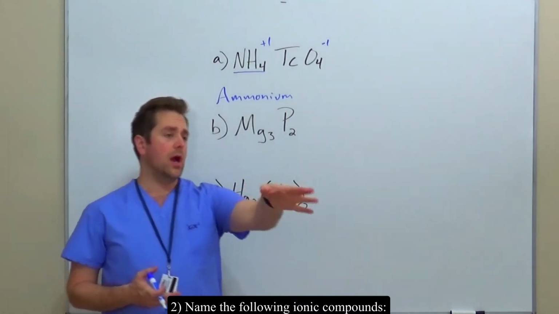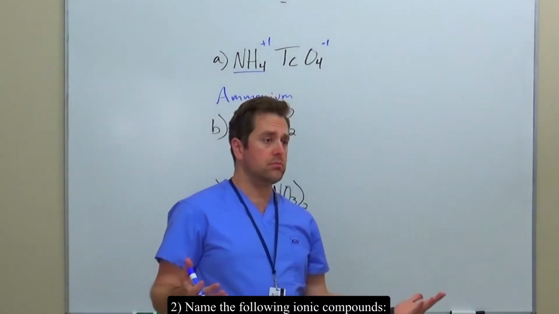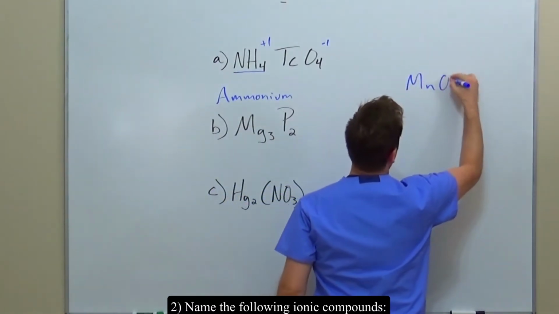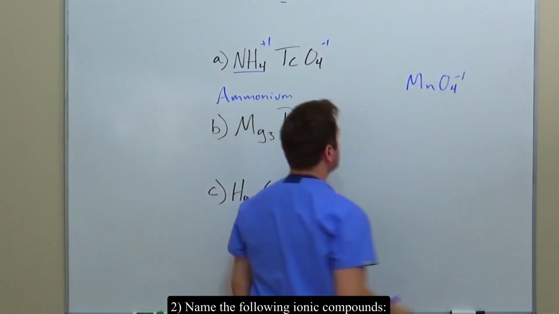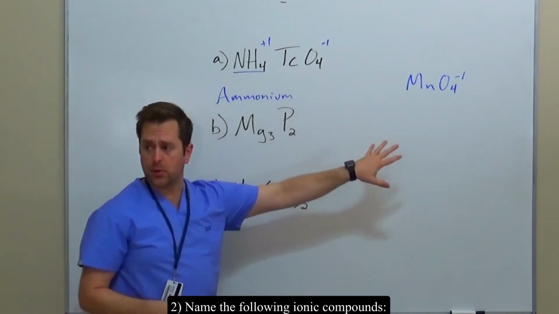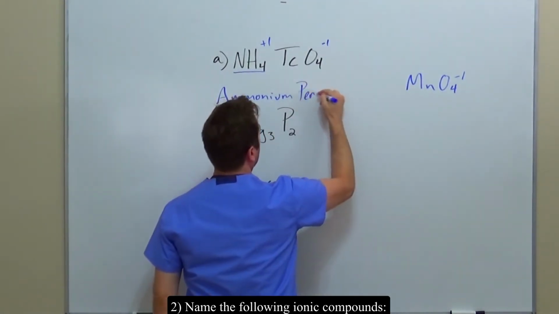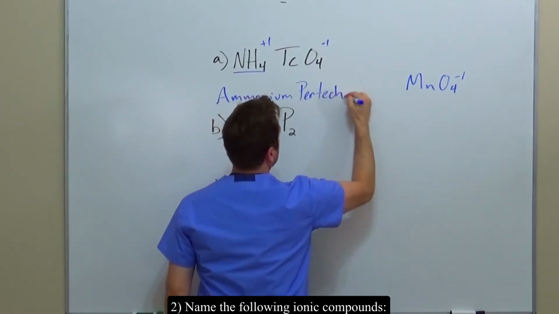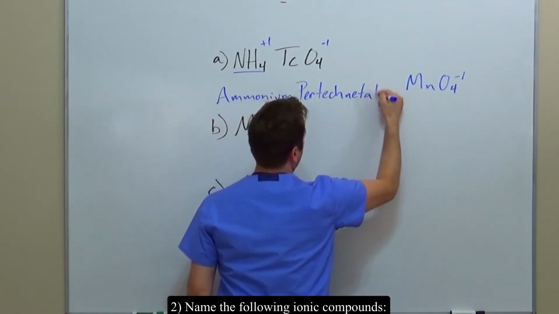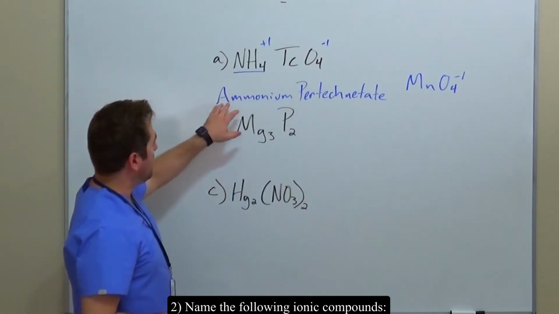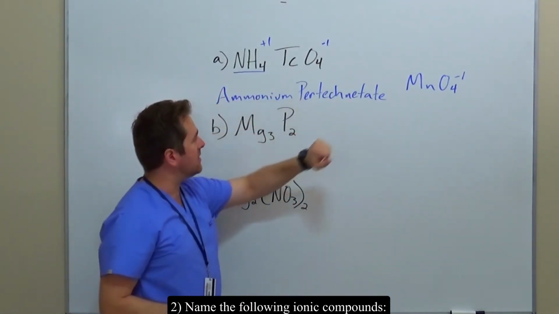Now, do you remember the permanganate ion? It's really just MnO4 with a -1 charge. This polyatomic ion is very similar. The way we would reference it is we would call it pertechnetate, and don't forget the ATE suffix there. So that's what that overall molecule is, ammonium pertechnetate.